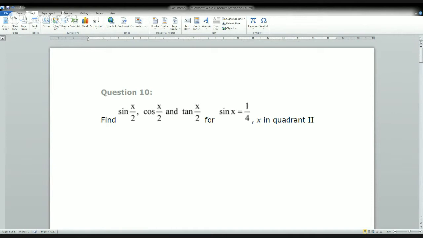So let's start. Sine x is equal to 1 by 4. Very simple, cos square x is equal to 1 minus sine square x, which is equal to 1 minus 1 by 16, so 15 by 16. So cos x is equal to root 15.